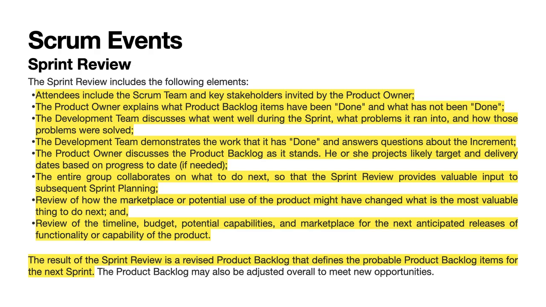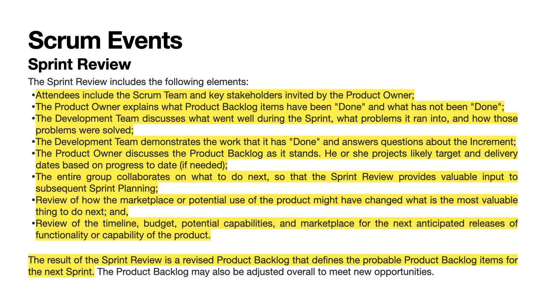The development team discusses what went well during the sprint, what problems it ran into, and how those problems were solved. The development team demonstrates the work that it has done and answers questions about the increment. The product owner discusses the product backlog as it stands. He or she projects likely target and delivery dates based on progress to date, if needed. The entire group collaborates on what to do next, so that the sprint review provides valuable input to subsequent sprint planning.